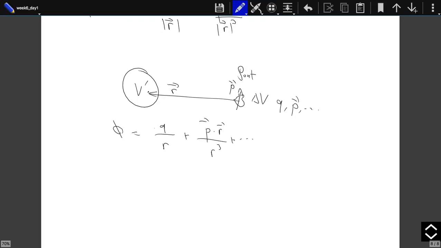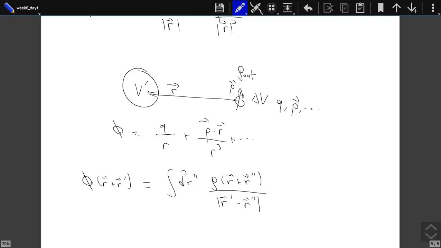Of course, we have many volumes, not just one. So the potential created at the point r plus r prime is, first, one due to the charge density: the integral d cubed r double prime, rho of r plus r double prime, divided by the magnitude of r prime minus r double prime. I'm not expanding this.